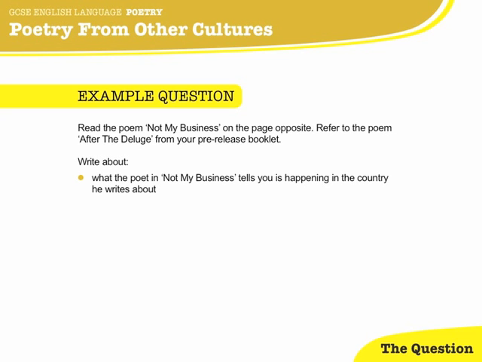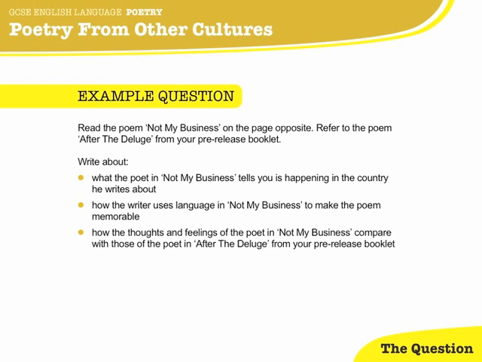Write about what the poem in Not My Business tells you is happening in the country he writes about, how the writer uses language in Not My Business to make the poem memorable, how the thoughts and feelings of the poet in Not My Business compare with those of the poet in After the Deluge from your pre-release booklet. Not My Business is unseen and would be printed inside the exam paper on the opposite page from the question. After the Deluge should be familiar to all of you as it's in your pre-release booklet.